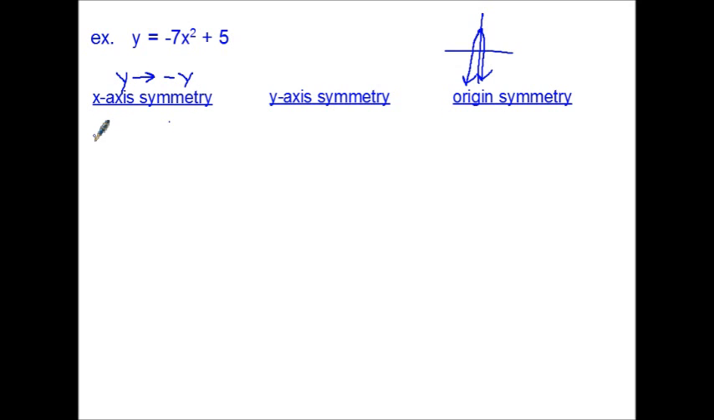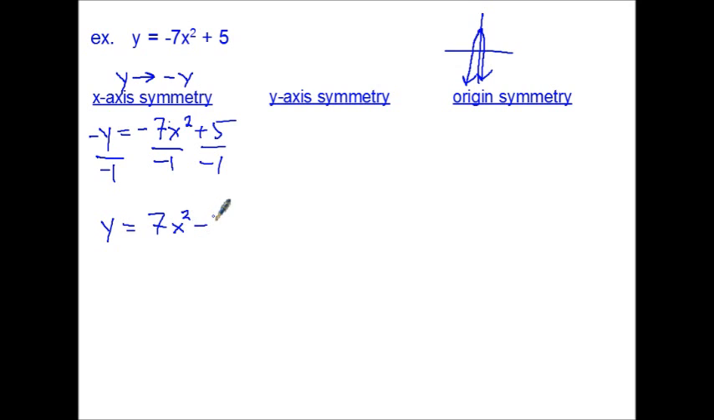We replace the y with negative y, and then roll out the rest of the equation. One thing that's a good idea to do in this case is, if it's y equals, pick one side, get it to be what it started with, and see if the other side is also what it started with. So here with this negative y, I want to get rid of that negative 1, so I'll divide both sides by negative 1. And now that gives me y equals a positive 7x squared and now a negative 5. And that is definitely not what we started with.